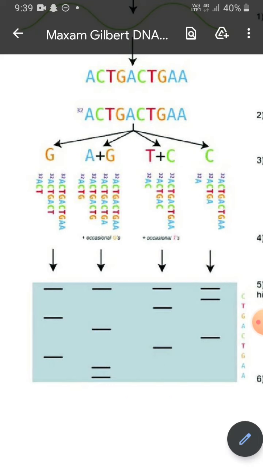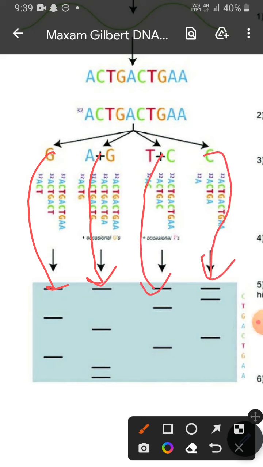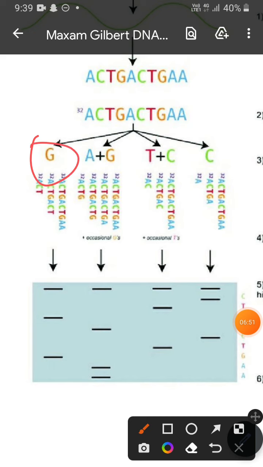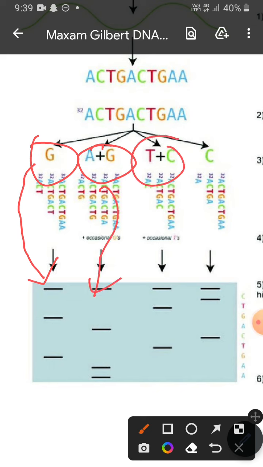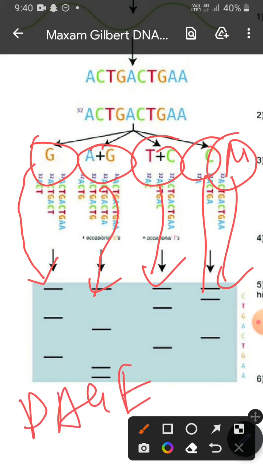Now we add the samples present in the G test tube in one lane, A plus G in another lane, T plus C in another lane, and C in another lane, and there should be a marker in another lane that will guide us about the molecular weight of our separated fragments. Then we start the gel electrophoresis, and obviously here we are using PAGE, right?